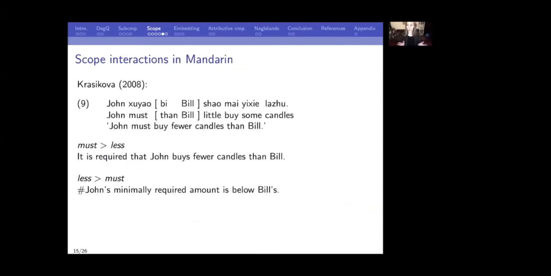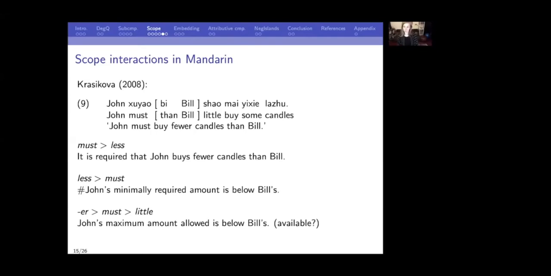Now, arguing that Mandarin lacks degree abstraction, Krasikova gives the following example. It can be translated into English as "John must buy fewer candles than Bill", and the structure of it is: John must than Bill little buy some candles. This sentence does have a reading where must scopes over less. It is required that John buys fewer candles than Bill. And it does not have a reading where comparative plus negative component, less, scopes over must. John's minimally required amount is below Bill's.